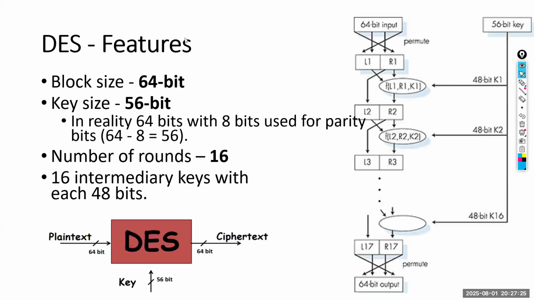So DES is obviously a block cipher, and the block size is 64 bit. This is something you need to remember.